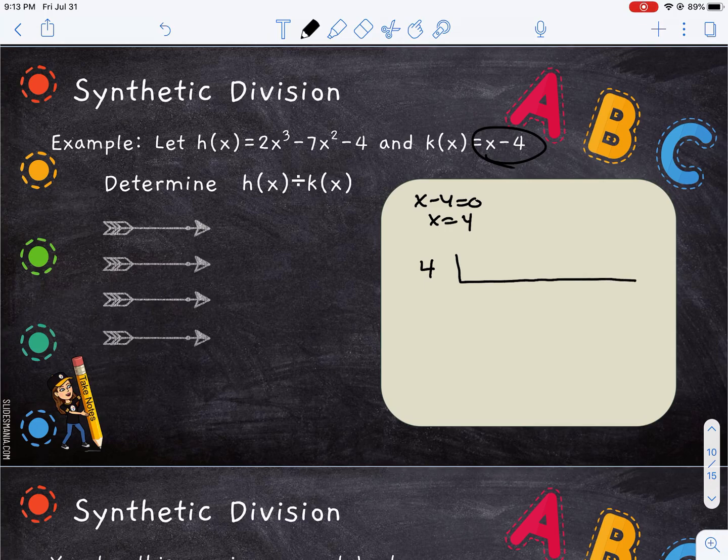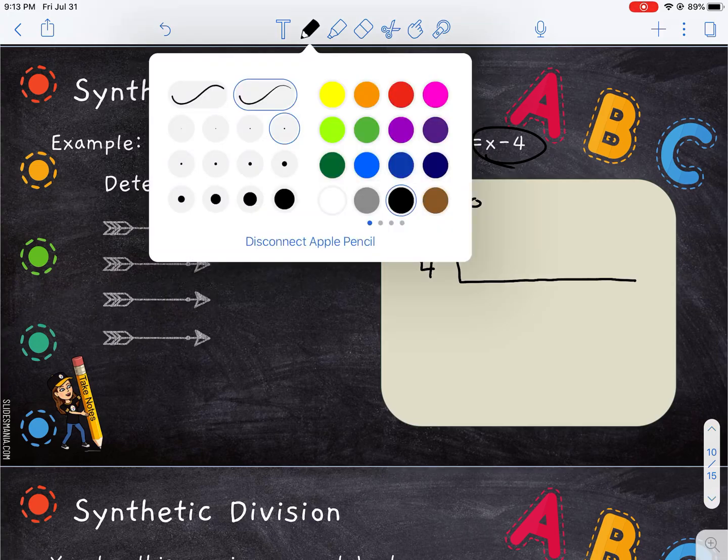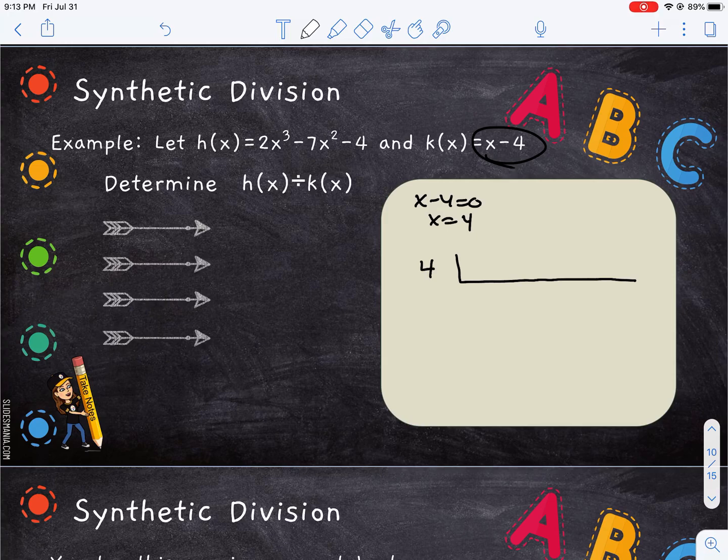You're going to draw an upside down division box. And remember, you want 2 rows. So make sure you make enough room for 2 rows. Now, the next thing is putting in our coefficients. So I can see I have a 2x cubed, I have a negative 7 on the x squared, but I'm missing the x term. I don't have any x terms. And then I have the constant. So remember, even in long division, if you're missing a term, you have to put in a 0. So we're going to put in our coefficients of 2, negative 7, don't forget the 0, and then negative 4.